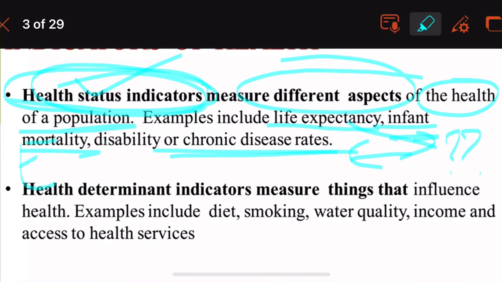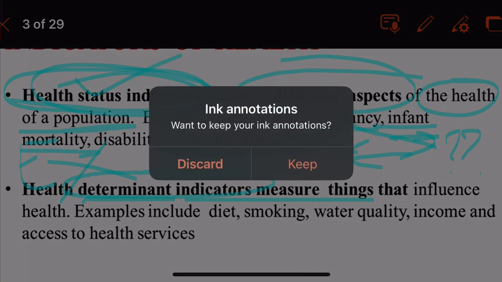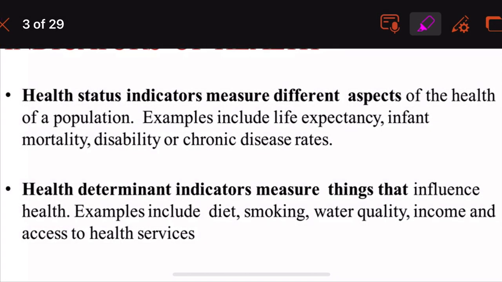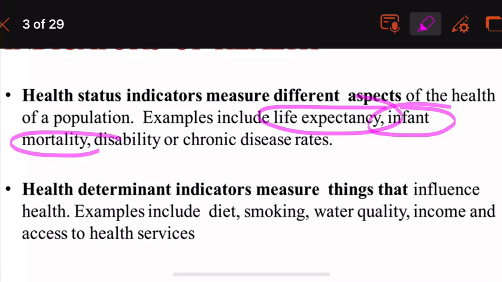Some of the examples they have given. Moving on, health determinant indicators. What do you mean by determinant indicators? They measure the things which are influencing the health. Now you see, a direct measure of health is life expectancy. We get to know how many years the person will live. What is the infant mortality? These are nothing but the health status indicators.